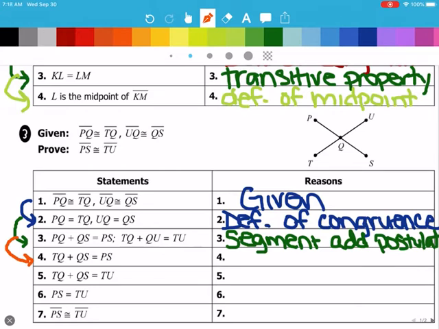So I'm going to look at this set right here. PS and PS stayed the same, QS and QS stayed the same, but PQ changed to TQ. So when things change, but here in number 2, if I know they're the same, and I interchange them, that is always the substitution property.